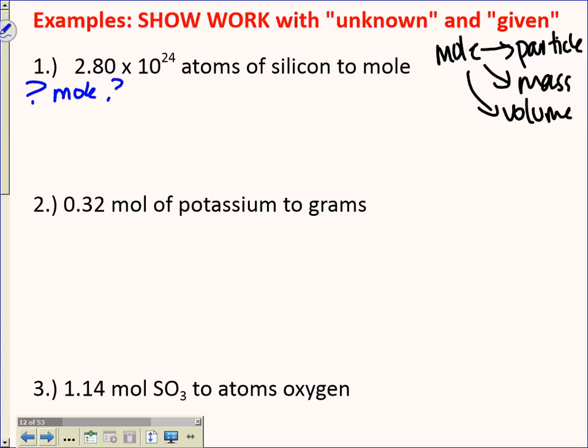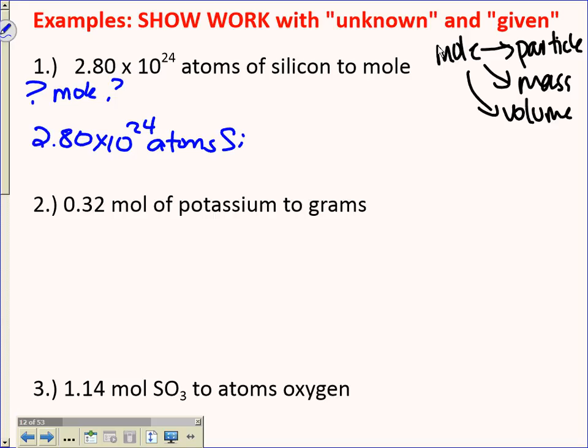Okay? So we know mole is related to all 3 of those things, so that's going to be really easy. This is likely just going to be a single step problem. What are we starting with? What's our given? 2.80 times 10 to the 24th atoms of Si, silicon. Okay, look at your little mole map. Is there a direct relationship between atoms and mole? Yay or nay? Yes, and what is the connection that connects those? 6.022 times 10 to the 23rd.